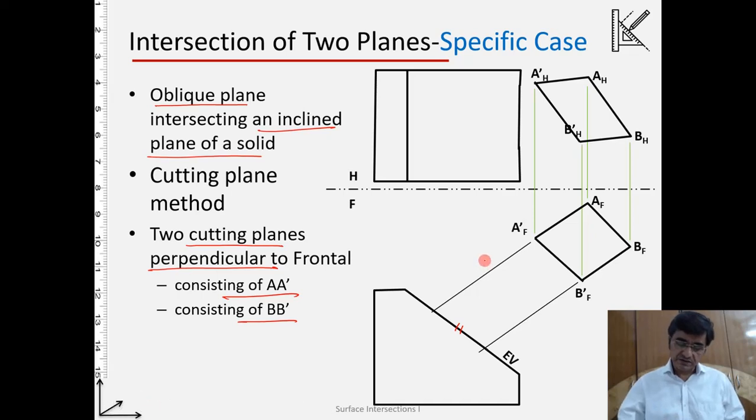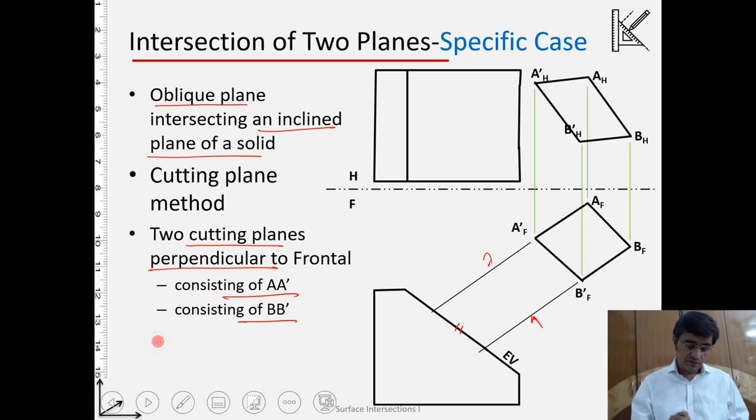So these two lines here represent the projection of the cutting plane on the frontal, and now it is intersecting the S view at these 2 points. As per our understanding so far, these 2 points will represent the points of intersection. So these are the points of intersection P and Q, and we can take them to the horizontal projection, and this PQ is the line of intersection, of course, taking them to the horizontal.